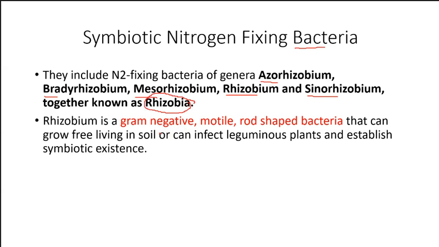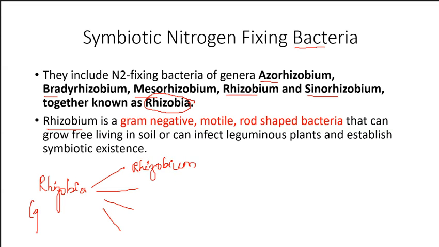So what is Rhizobia, and what is Rhizobium? Rhizobium is a specific bacterium. Rhizobia is a group which includes several bacteria, among which Rhizobium is a specific kind. So Rhizobia is the group, and Rhizobium and Azorhizobium are the specific kinds of bacteria within it.